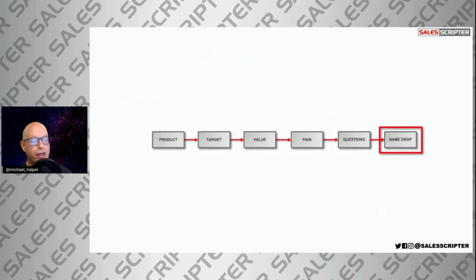All right, moving right along, we're at the last step here. And the last step is to compose a name drop example. And this is basically a customer example that we can share.